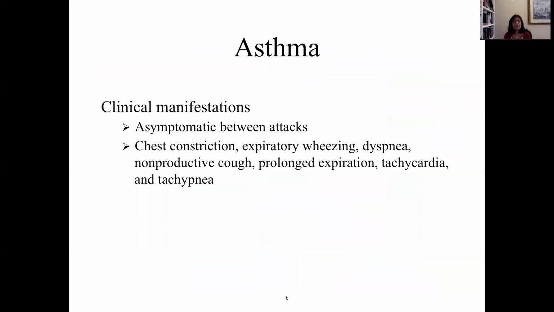Clinical manifestations of asthma. Well, when there is no irritation, things can be calm and asymptomatic, whereas when there is exposure to the allergen, there may be chest constriction, expiratory wheezing, okay, very typical of asthma, dyspnea, and non-productive cough, okay, prolonged expiration, tachycardia, and tachypnea, okay, faster breathing rate, faster heart rate. These are compensatory mechanisms.